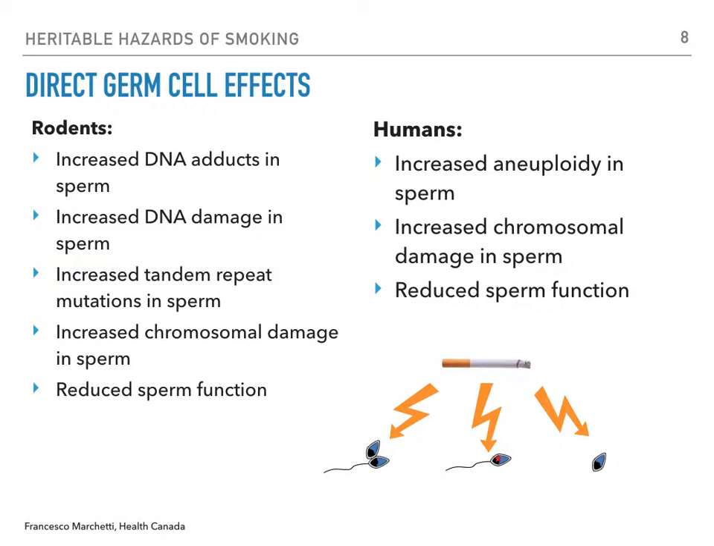But in terms of what the exposure to smoking can do directly to germ cells, there's evidence from rodent models that it can, and these are primarily looking at sperm due to the availability of sperm cells compared to oocytes in the body. It can increase the formation of DNA adducts, increase DNA damage to sperm, increase certain mutations, increase chromosomal damage, and overall reduce sperm function and therefore fertility capacity. And we see some of these same effects in studies of humans, with increased aneuploidy in sperm, increased chromosomal damage as well, and also reduced sperm function.